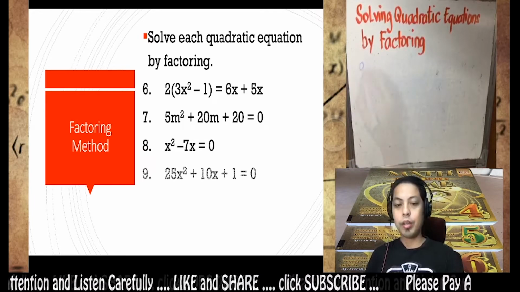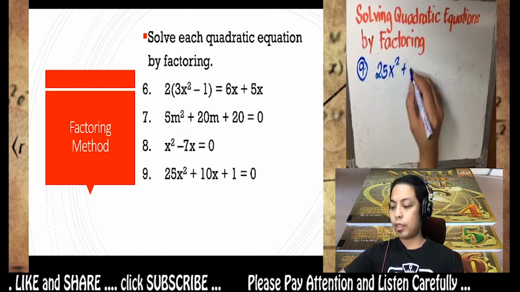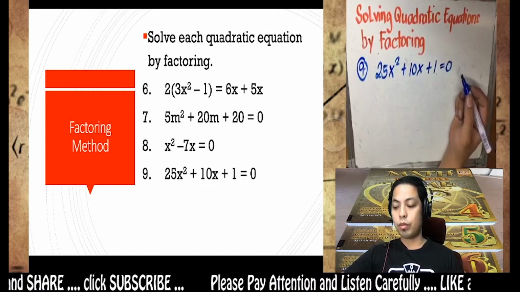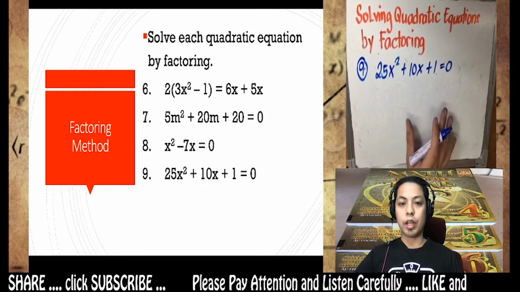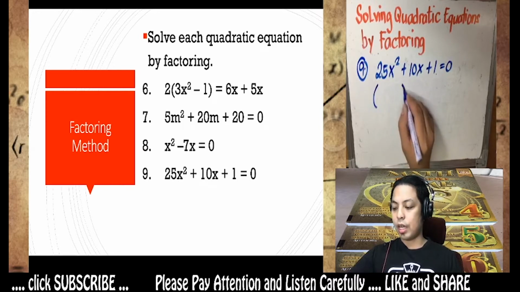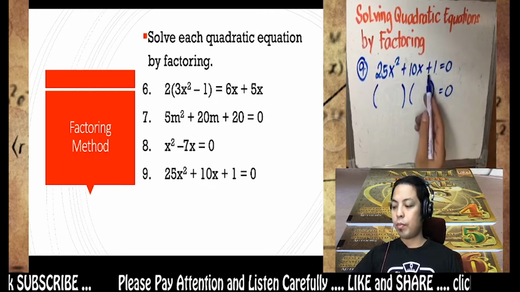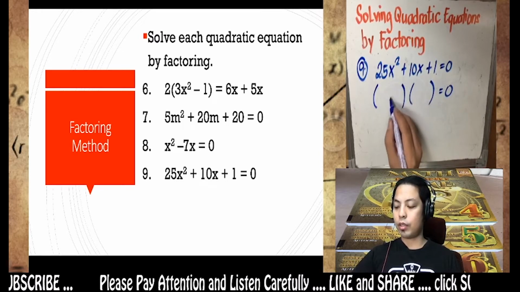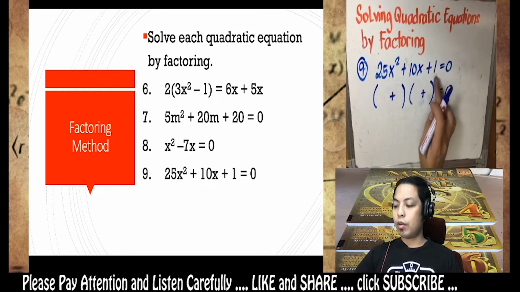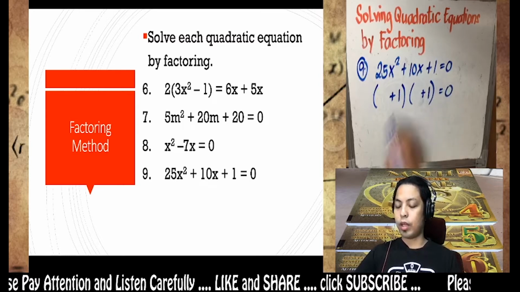Next number, number 9. In number 9, we have 25x squared plus 10x plus 1 is equal to 0. So here, naka-arrange na siya ng ax squared plus bx plus c is equal to 0. So ifa-factor na lang natin siya. Two quantities equal to 0. Plus, plus, so meaning this is plus. Plus. Okay. 1 factor lang yun. That is 1 times 1.